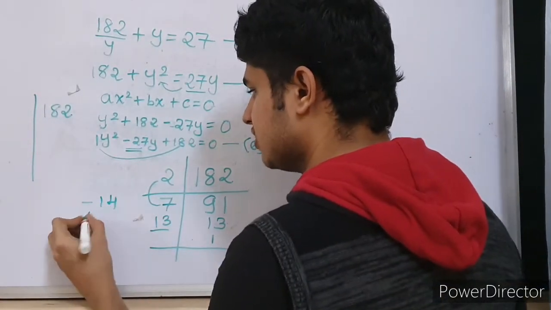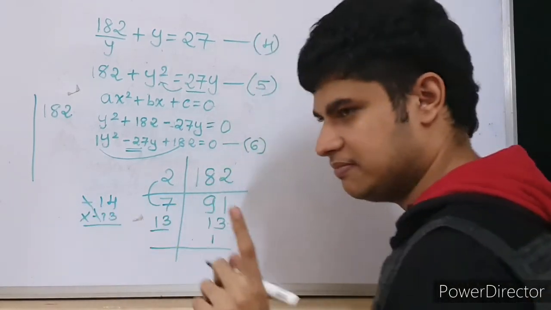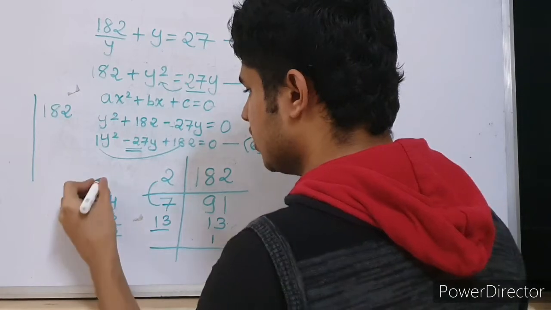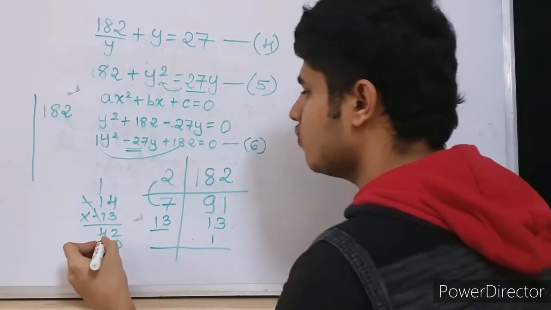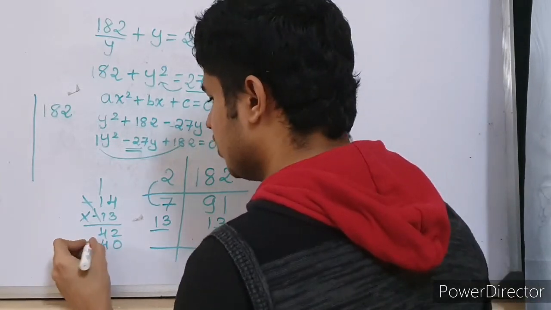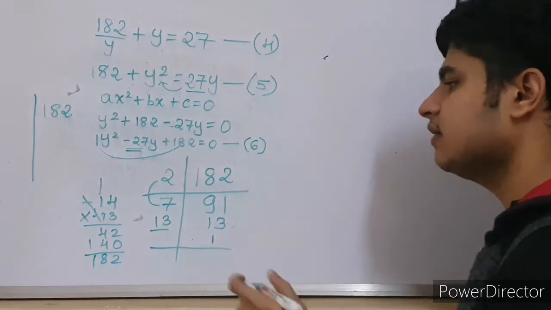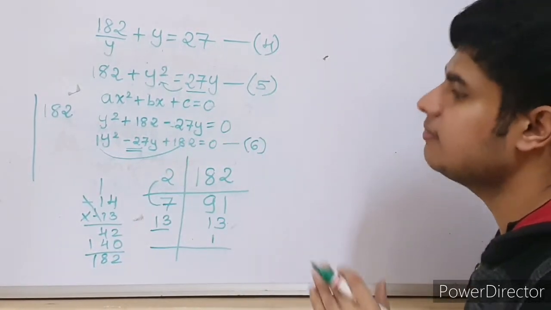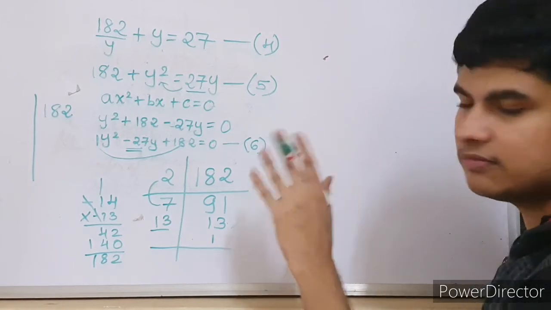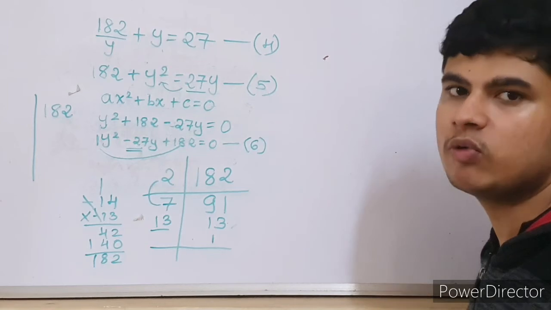Minus 14 into minus 13. Okay? Minus and minus will be plus. 3 4s are 12. 3 1s are 3, 4. I take 0. 4 1s are 4. 1 1s are 1. 2, 8, 1. So we are getting 182. And see, minus 14 and minus 13, what does their sum come to? It comes to minus 27. So we have got the factors that we require.